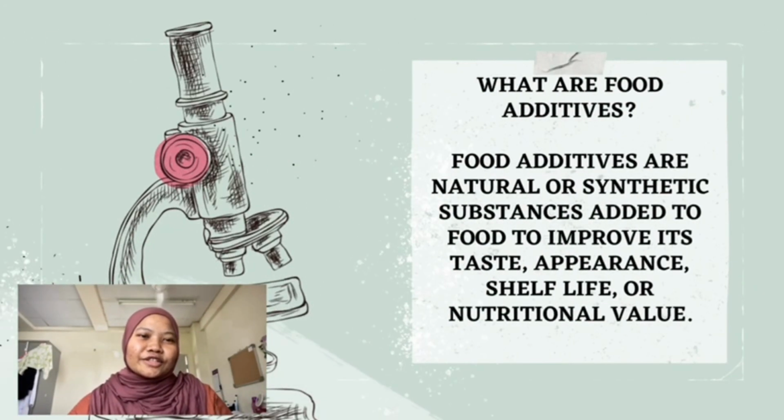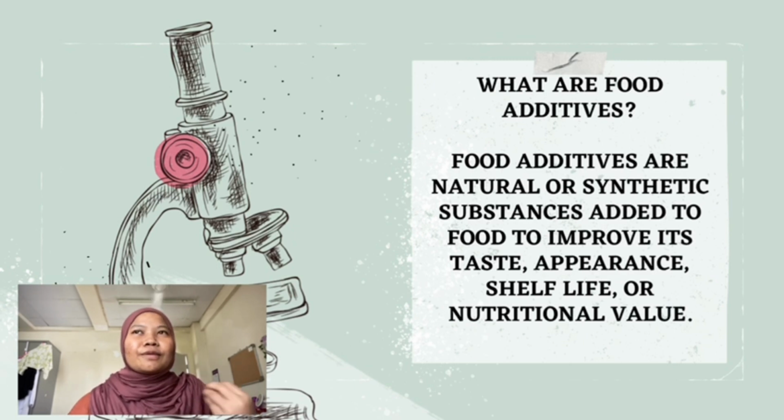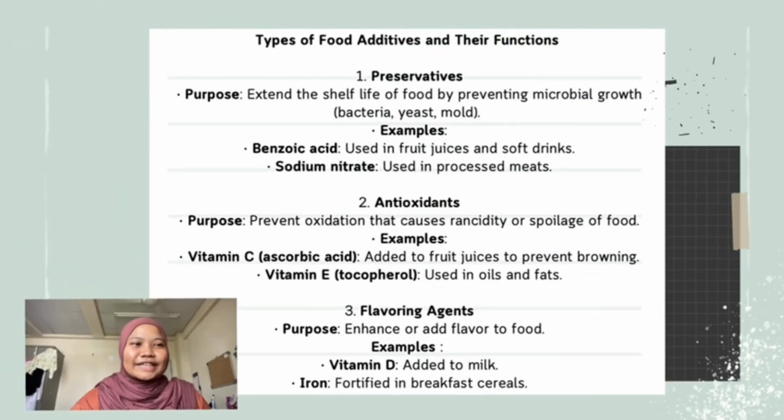Now, let's move on to food additives. A food additive can be defined as natural or synthetic substances added to food to improve their taste, appearance, shelf life, or nutritional value. So, these are the types of food additives and their functions.